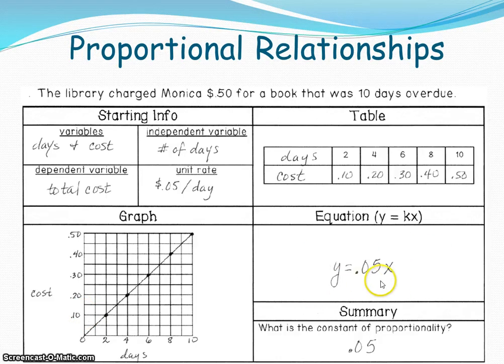Okay, so this is proportional. I can look at the equation. I know it's proportional because there's no other operation except for multiplication. At the same time, this could be division, because we know that multiplication and division are inverse operations. I could rewrite division as multiplication. Divided by 2 is the same thing as times 1/2. So that's how you know this is proportional. And then, of course, just a little summary. The constant of proportionality is 5 cents, and that's the number that's being multiplied times the independent variable.